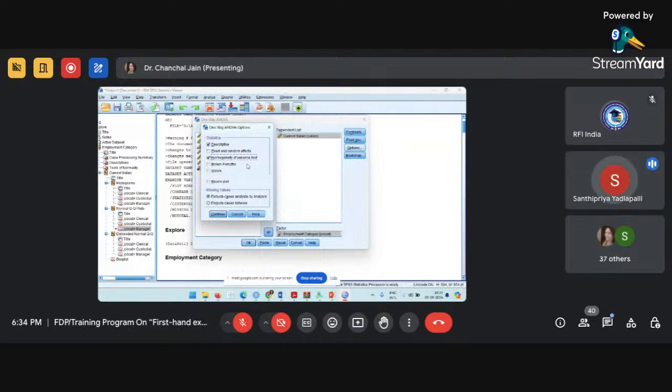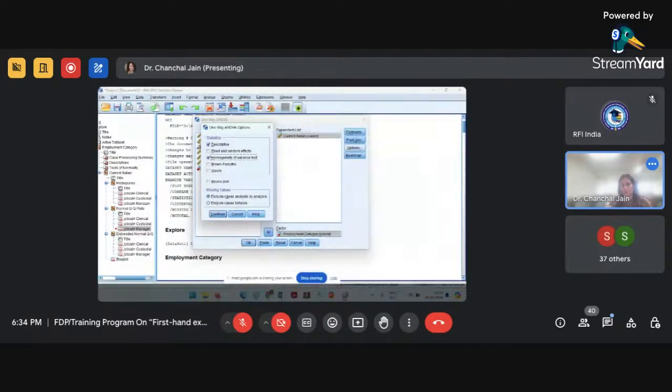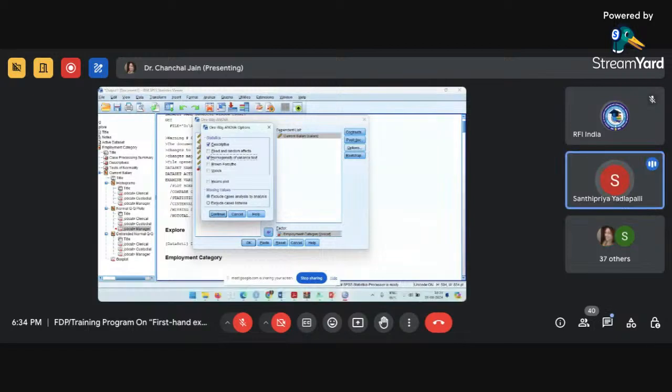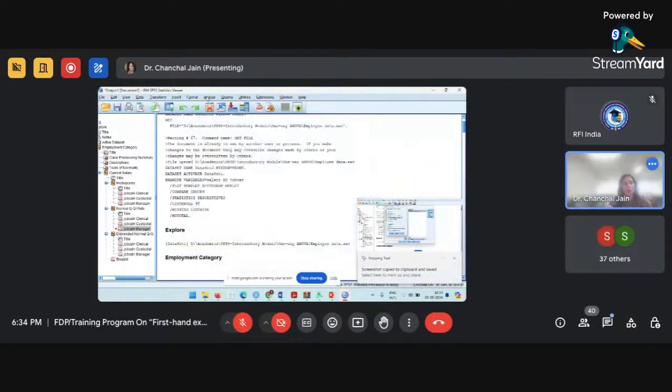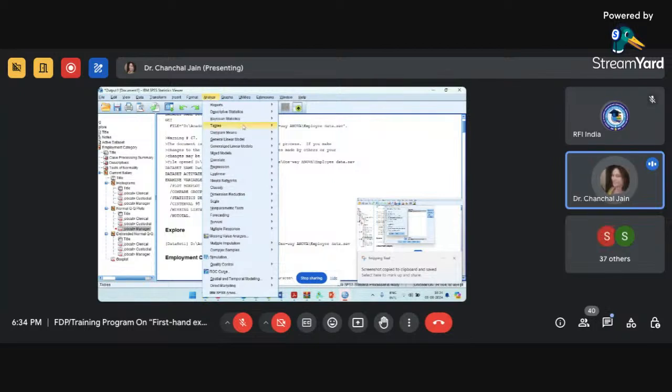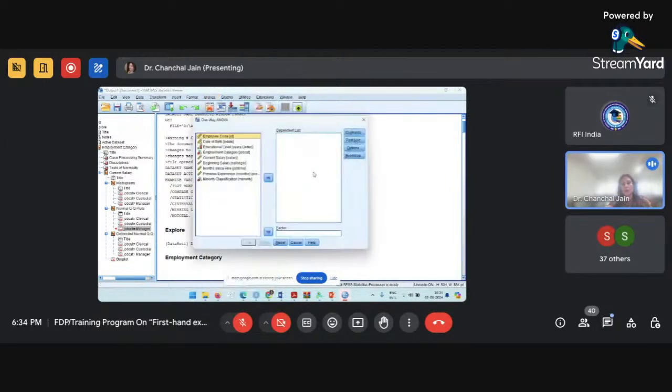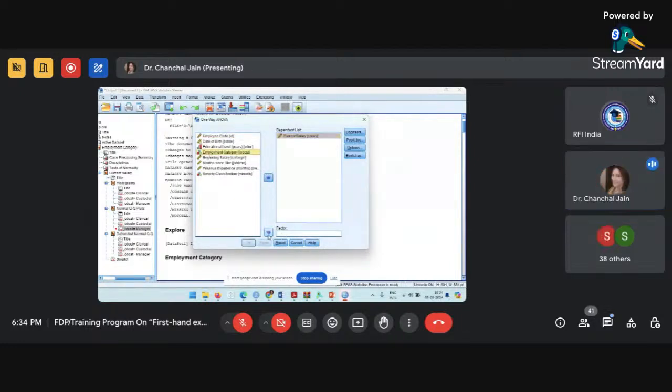Ma'am, repeat. Okay, sorry. From Analyze, Compare Means, next One-Way ANOVA. Analyze, yes, Compare Means, One-Way ANOVA. The box is coming like this. Select current salary in the dependent list box. Factor: employment category in the factor box.